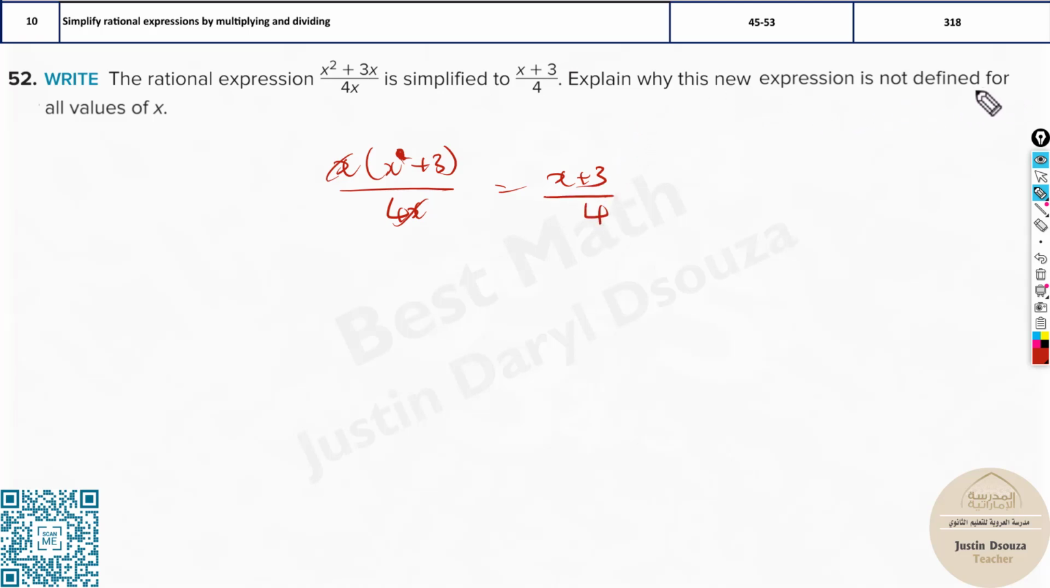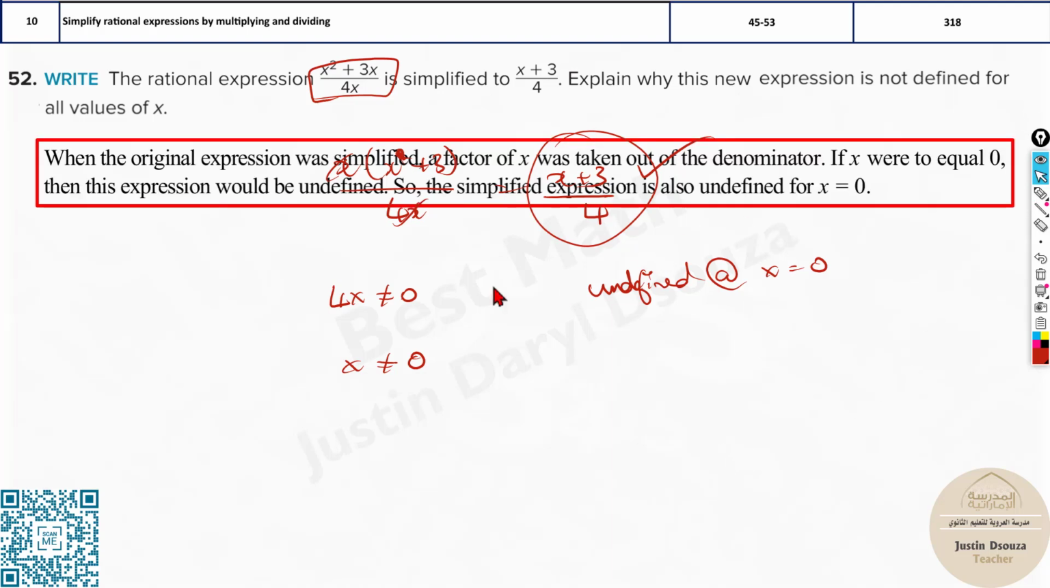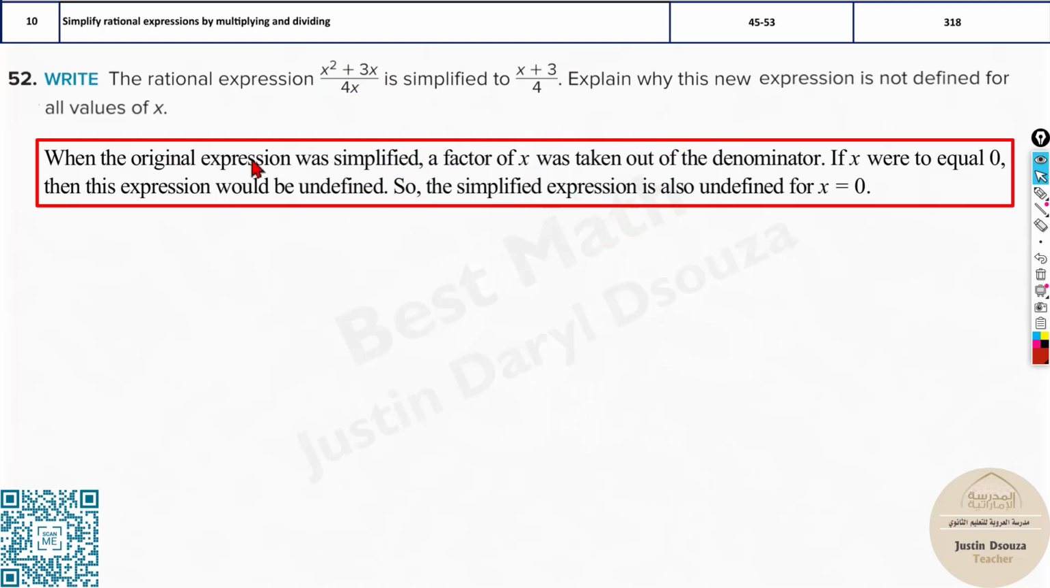Explain why this new expression is not defined for all values of x. Yes, you simplified it very well. Now there is no undefined number, but originally this was the expression. So you always take the undefined value from the original. 4x cannot be 0, right? x cannot be 0, so it is undefined at x equal to 0. This will be there for any of the simplification. Yes, you did simplify, but originally it was undefined at 0. So you must say it is undefined at x equal to 0 itself.